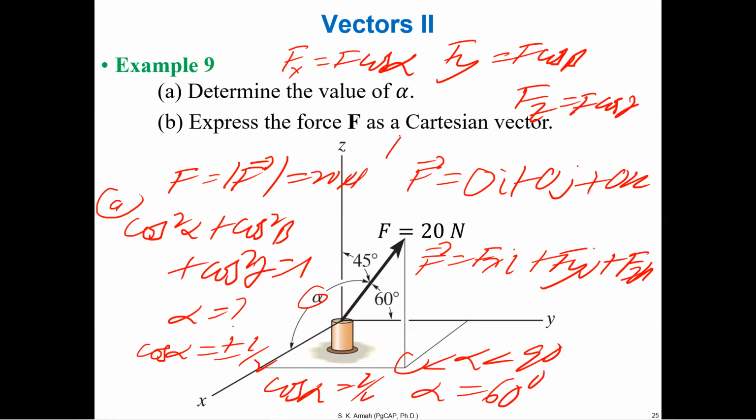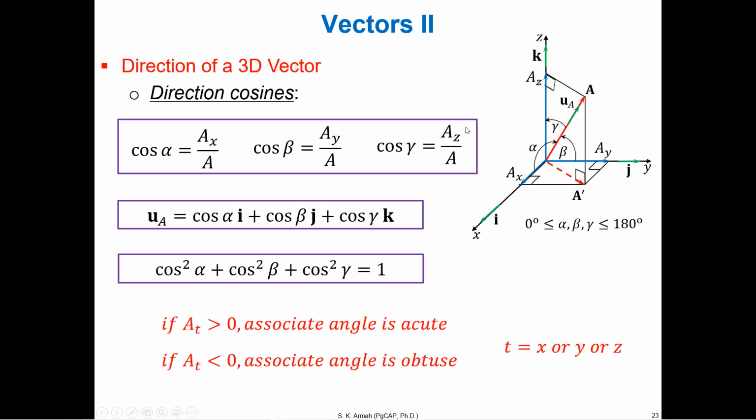Or you can also look at it as the F vector is the magnitude of F times the unit vector, where the unit vector is given by this. Then you substitute, and that's what we did.